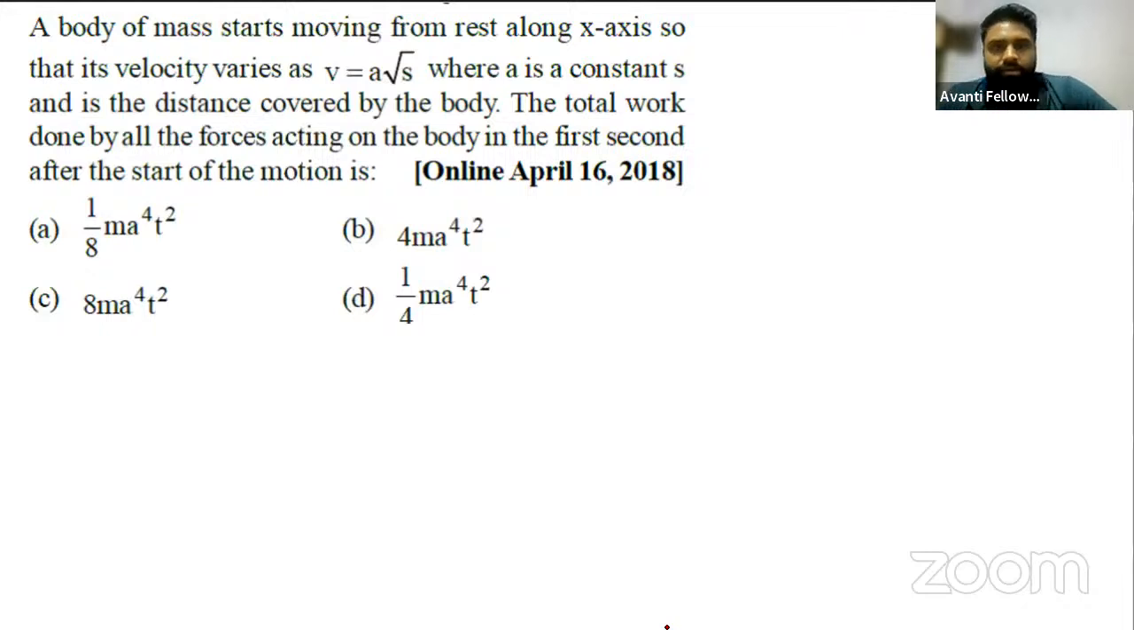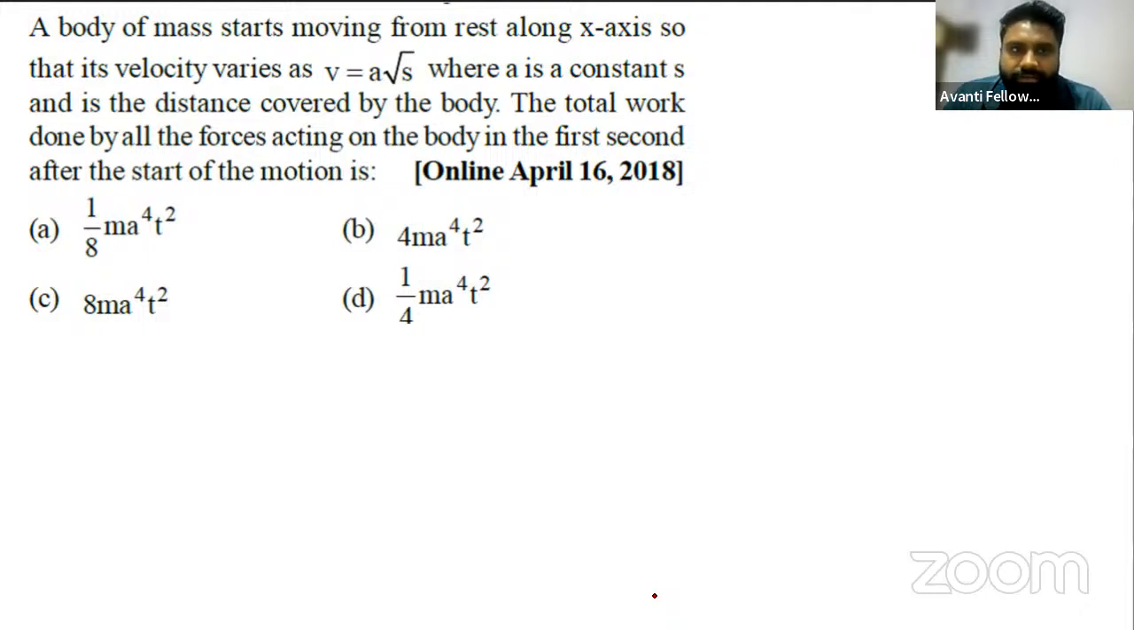Yeah. So like I am talking about the relationship between v and s, between power and velocity, between power and displacement has been asked commonly. And you will see in 2018 the same question is being asked. A body of mass starts moving from rest like the previous one along the x-axis so that its velocity varies as v is equal to a root s, where a is a constant and s is the distance covered by the body.